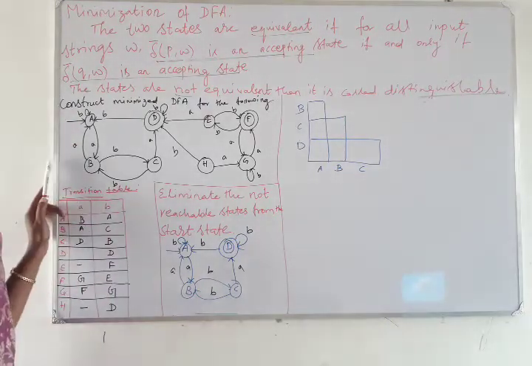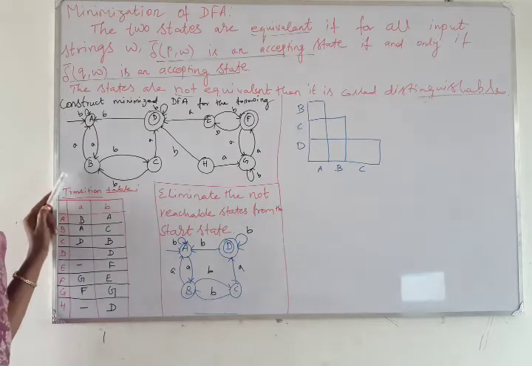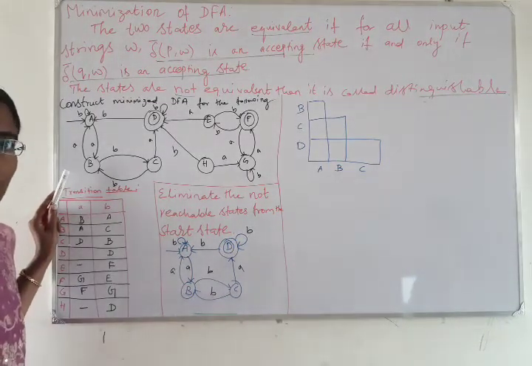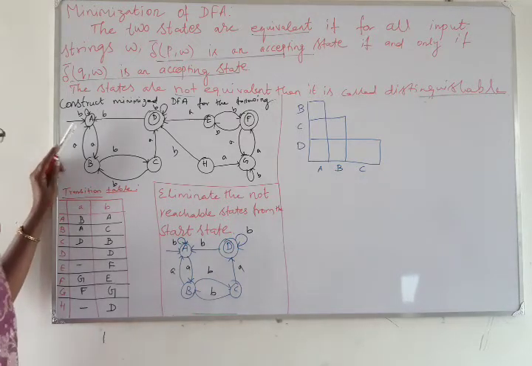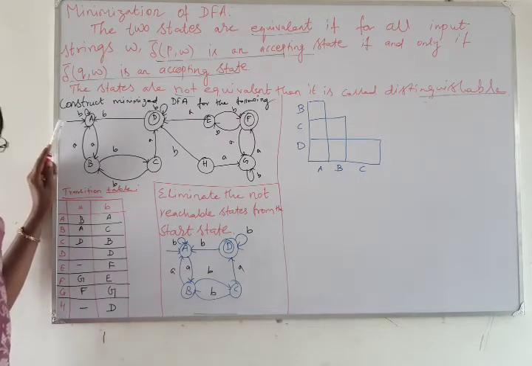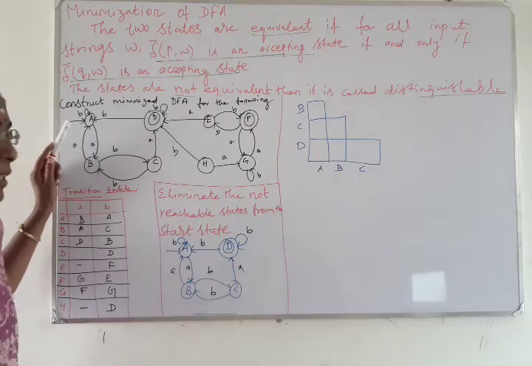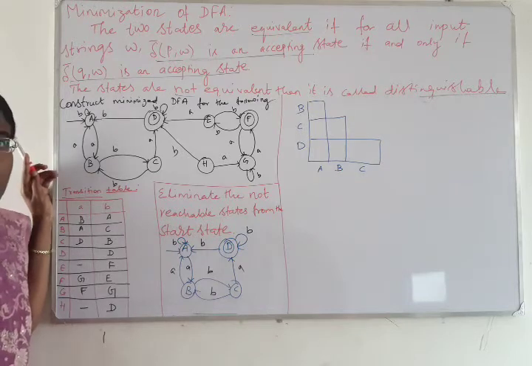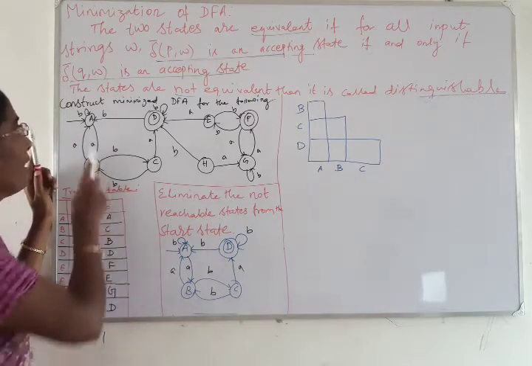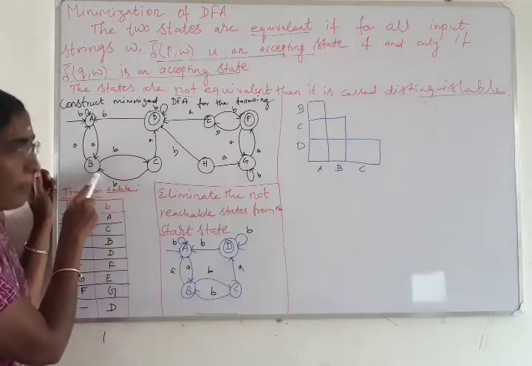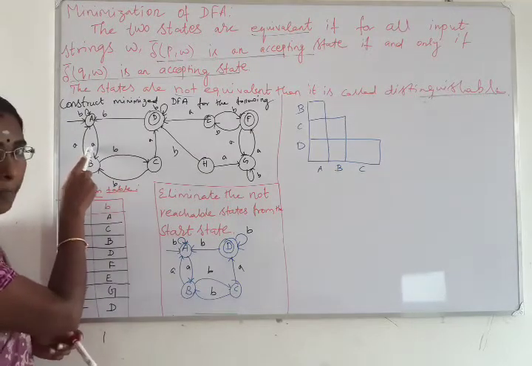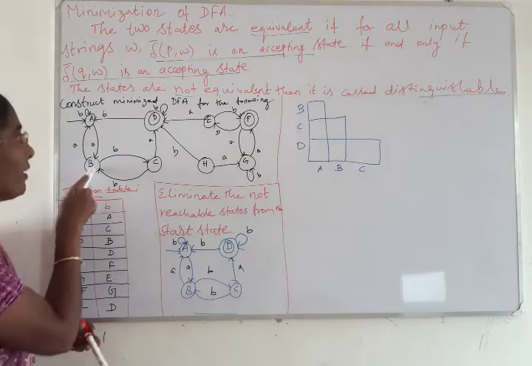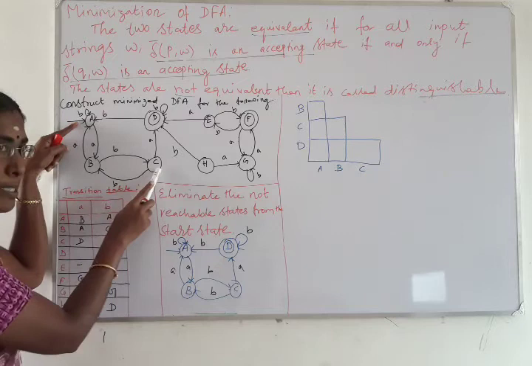Consider this automaton. It has 8 states. First we will check whether all the states are reachable from the start state. By default we say that the start state is reachable. A is reachable. Next, from A, whether the remaining states are reachable or not. We have to check whether the states are reachable from the start state or not. First, from state A, B is reachable by using the input symbol A. From A, C is also reachable.